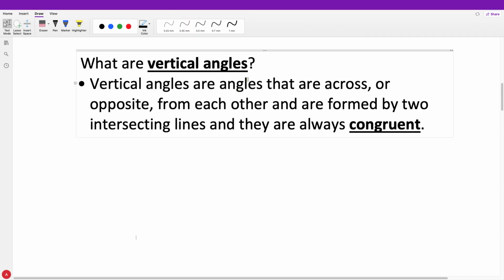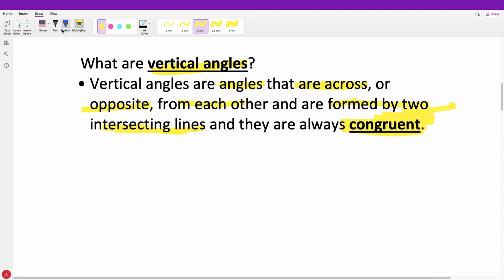The last thing that we're going to be learning in this section and in this video are vertical angles. So what are vertical angles? Vertical angles are angles that are across or opposite from each other and are formed by two intersecting lines. And one thing that we need to know about vertical angles, besides being able to identify them, is that they are always congruent. We're going to talk about what that means in just a moment.